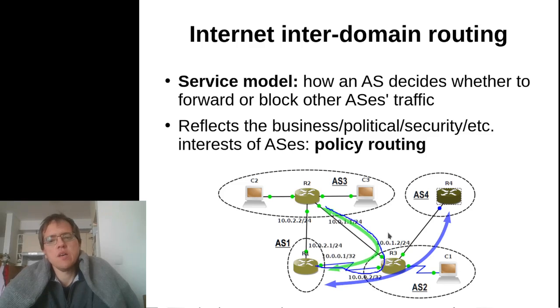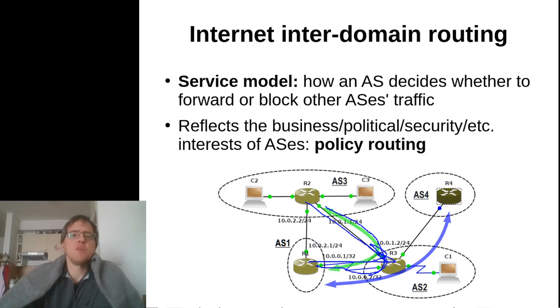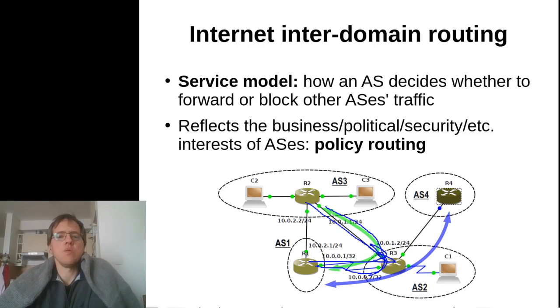So AS2 will allow traffic to flow between AS1 and AS3 in its network whenever it has a transit relationship with both of these ASs, because in that case AS2 will charge a transit fee to both AS1 and AS3 to exchange that traffic. So it has a very definite economic interest and incentive to provide these sorts of connectivity services to these ASs. Now, the collection of all these different business and security interests is called policy routing.